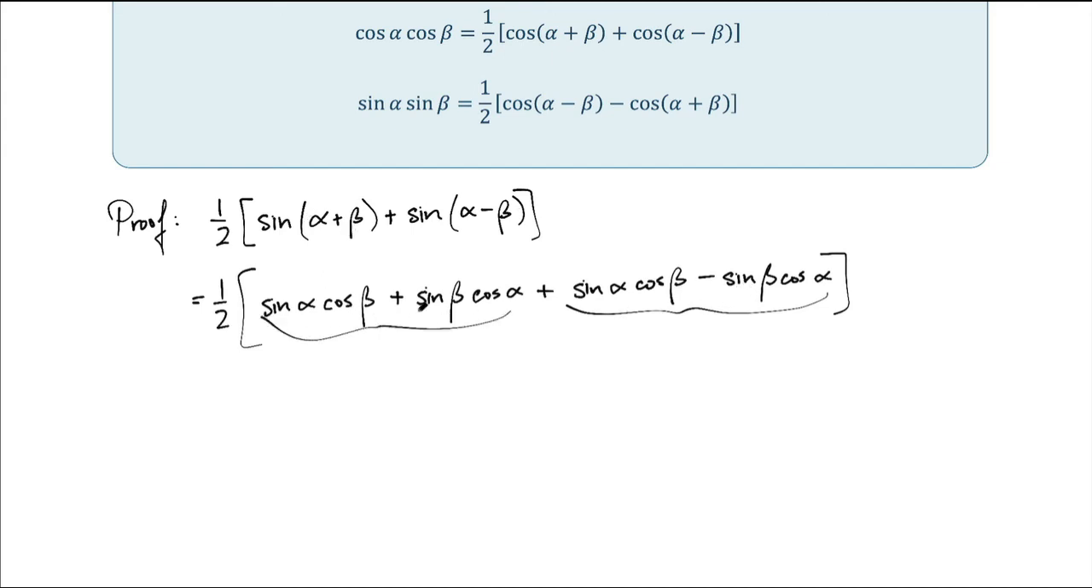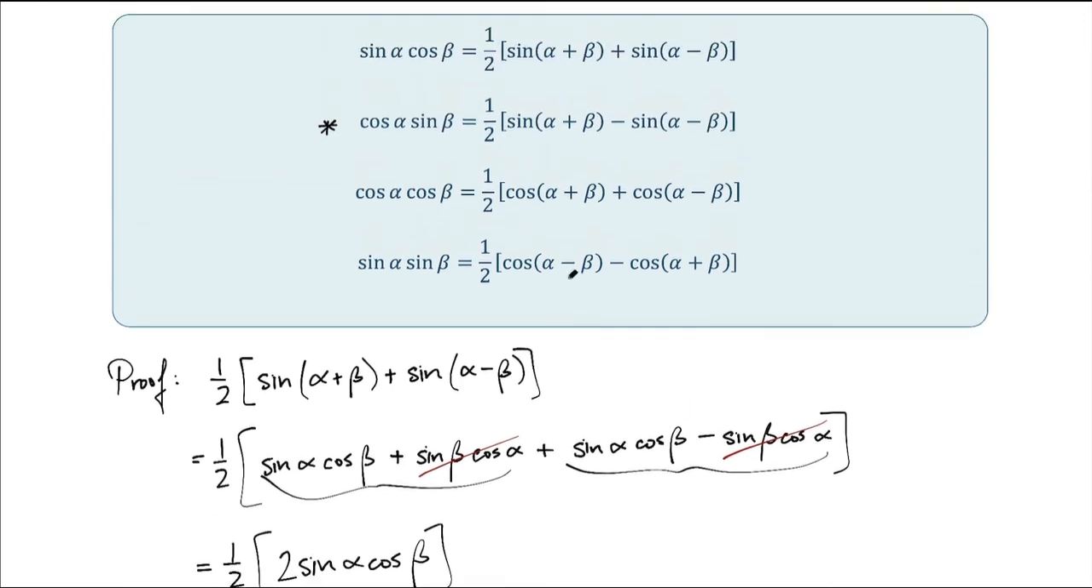And now notice that this term here, sine beta cosine alpha, cancels out. So now we have, those are gone there. And these two terms combine, they're the same thing. So we combine those, and that combines to 2 sine alpha cosine beta. And now the 1/2 and the 2 cancel each other out, and we're simply left with sine of alpha cosine of beta. And that's the verification of that first identity.